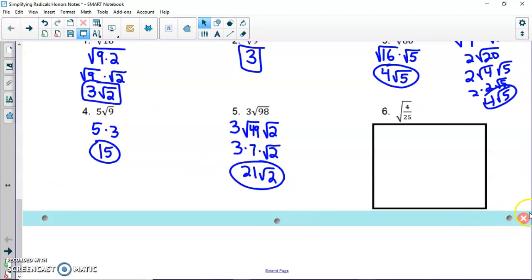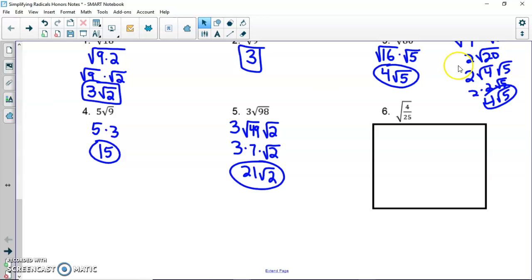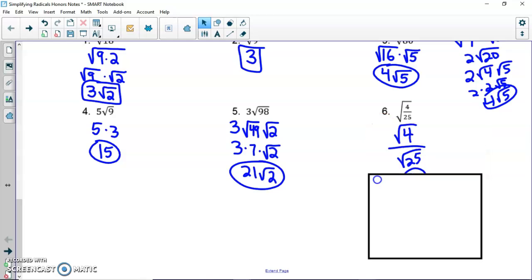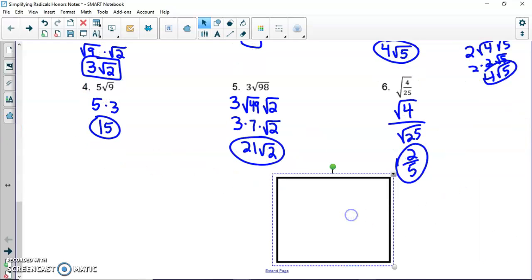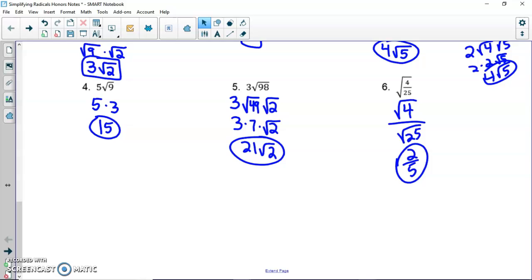Then number 6, we have root 44 over root 25. So the way we do this problem is we write this as two separate radicals. When it is dividing like that, I can take the square root of the top and the square root of the bottom. The square root of 4 is 2, and the square root of 25 is 5. So here we would end up with 2/5 as our answer.